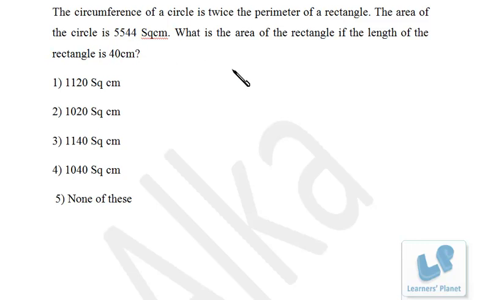This is the area. Area of a circle is pi r square, right? So that's 5544. Now what is the value of pi? 22 by 7. R square is 5544.